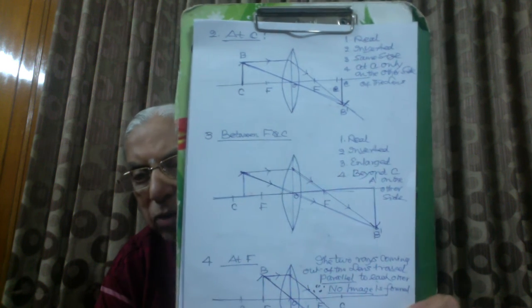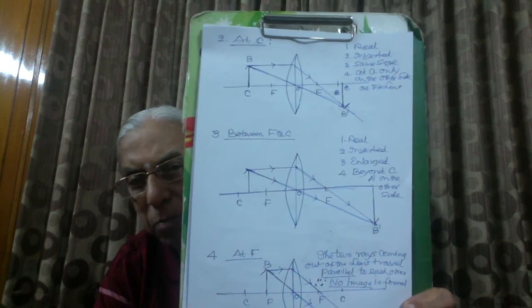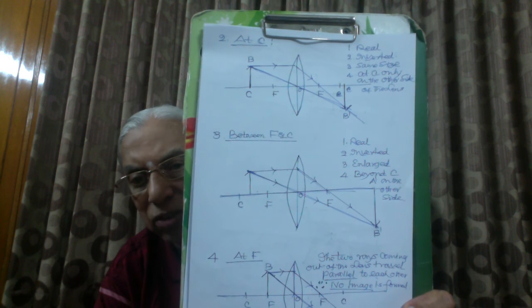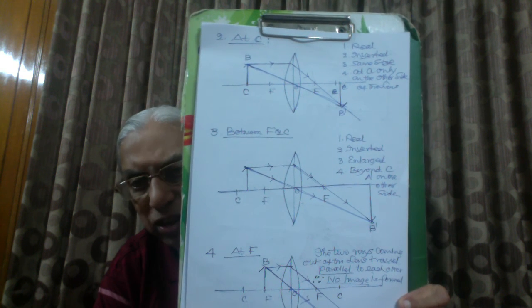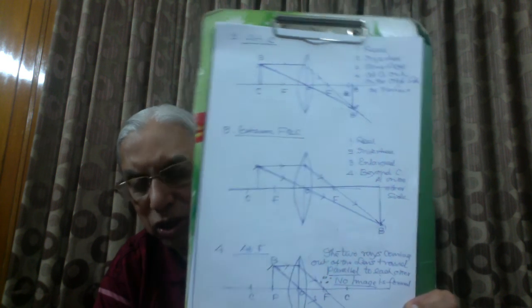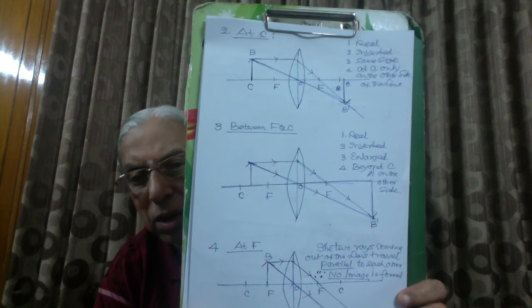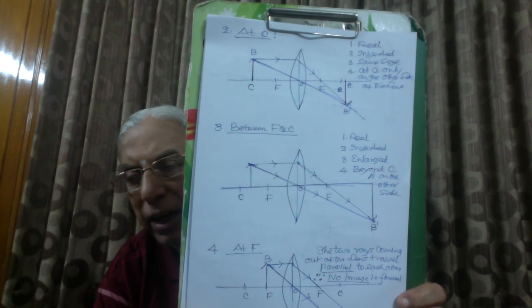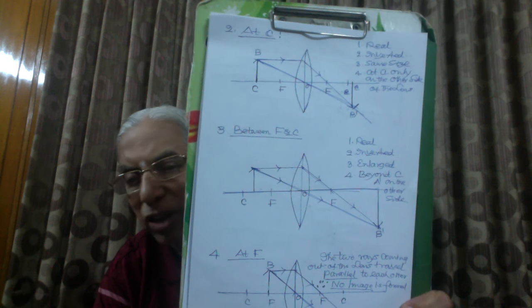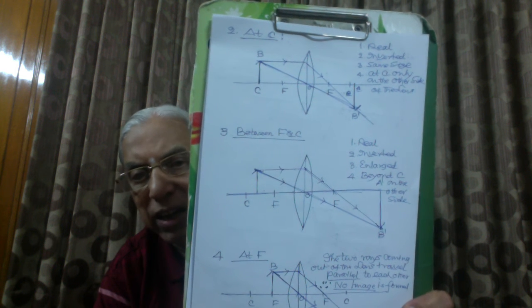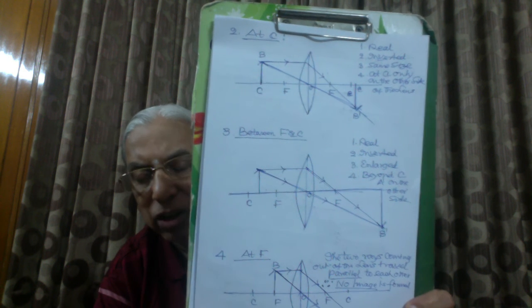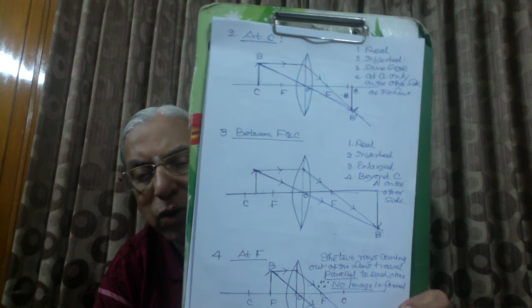After refraction, it is bound to pass through F, and another ray of light passing through O gets out of the lens undeviated. Both of them intersect beyond C. From that point, I drop a perpendicular A dash B dash. A dash B dash is the image of the object, and if you write the characteristics, it is a real image, and therefore it is inverted.